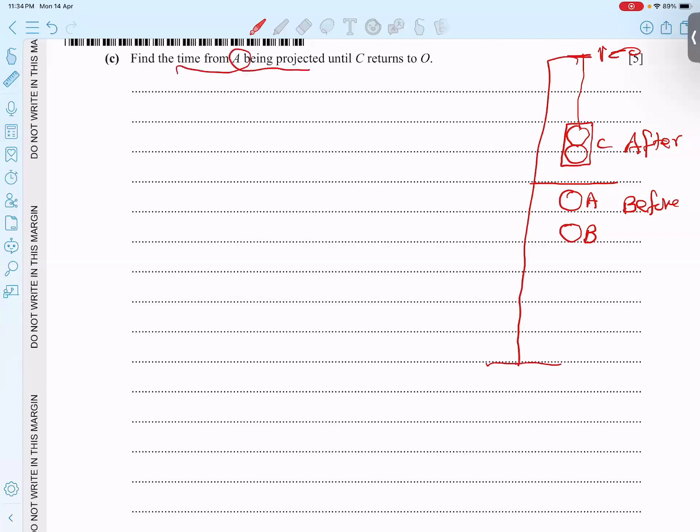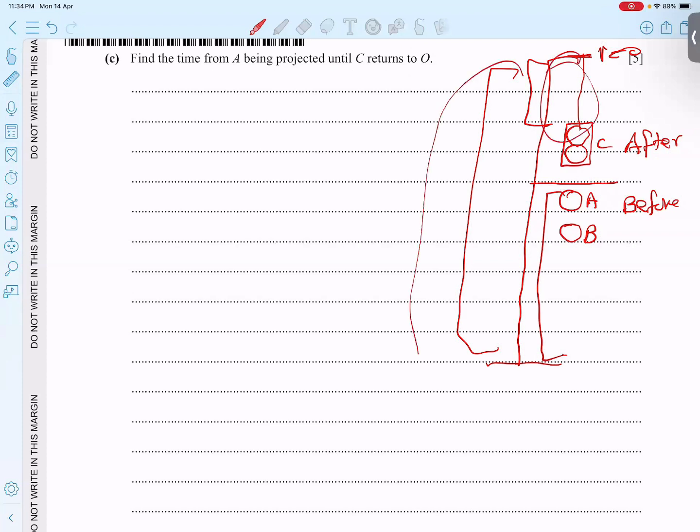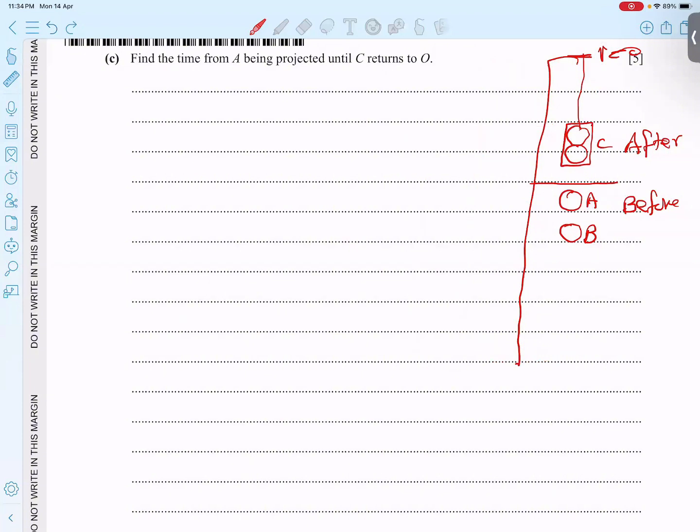So the time taken for A being projected until C returns to O: we need to find this time. And this time, just before collision, we have it. So this is not hard to do. There is this time, and this time, and this time, so three times I have to add to get the answer. But first, students, I have to go for the collision. But the only problem we are facing: do we have these speeds? No, we don't have this speed, and this speed is my question. Do you have it? No, not at all. So let's try to do it.